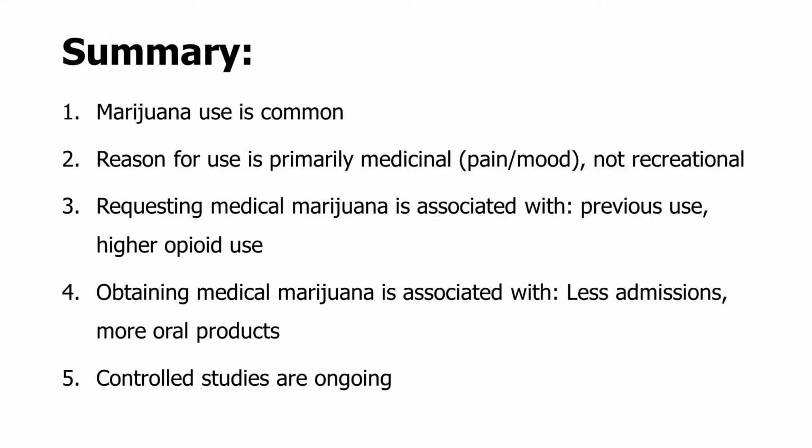So in summary, in patients with sickle cell disease, marijuana use is very common. One third or more of adults with sickle cell disease use marijuana. When you ask them why they use, they mostly use for medicinal reasons, for their pain, sometimes for their mood. Those who request medical marijuana are likely to already be users and likely to have a higher opioid dose. Obtaining medical marijuana, at least in our single center study, was associated with a reduction in admissions and a higher use of oral products. And there are controlled studies ongoing.